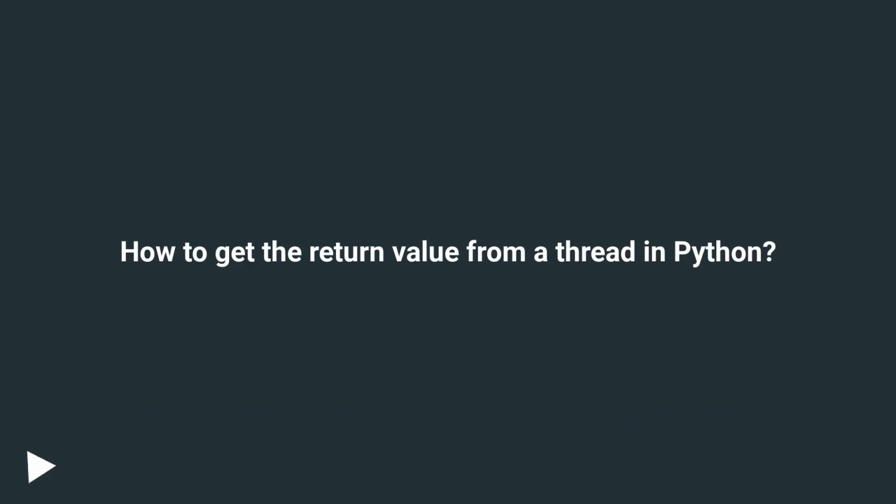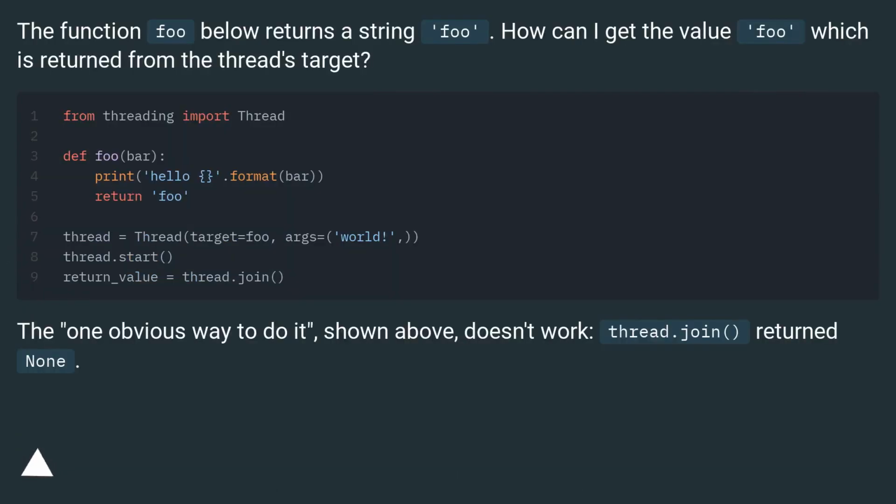How to get the return value from a thread in Python. The function foo below returns a string "foo". How can I get the value "foo" which is returned from the thread's target? The one obvious way to do it, shown above, doesn't work. Thread.join returned None.